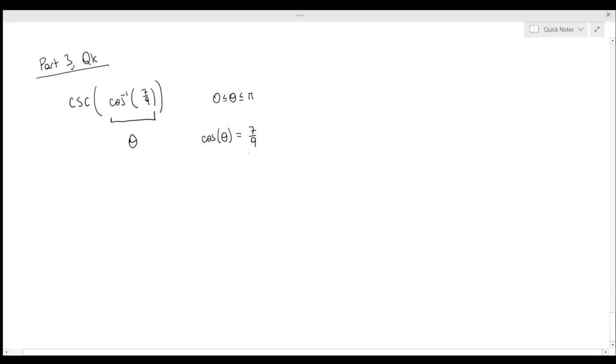So the way that I'm going to approach this problem is I'm going to use a right triangle to help me out. Okay. So I'm going to label one of the angles in this right triangle theta. All right, so we know that cosine of this angle should be 7/9. And in terms of a right triangle, we know that cosine is the adjacent over the hypotenuse. So the adjacent side, I'm going to label it with a length of 7. The hypotenuse, I'll label with a length of 9.